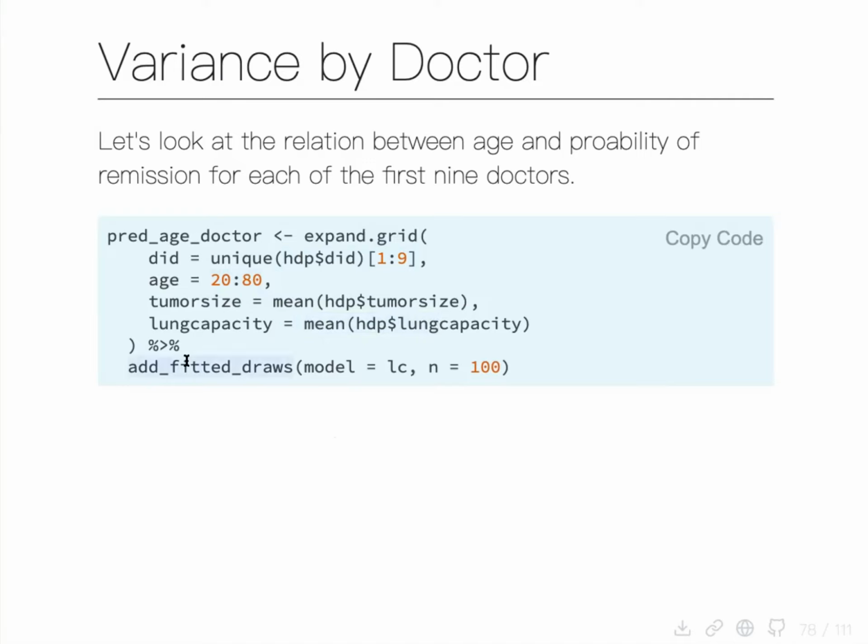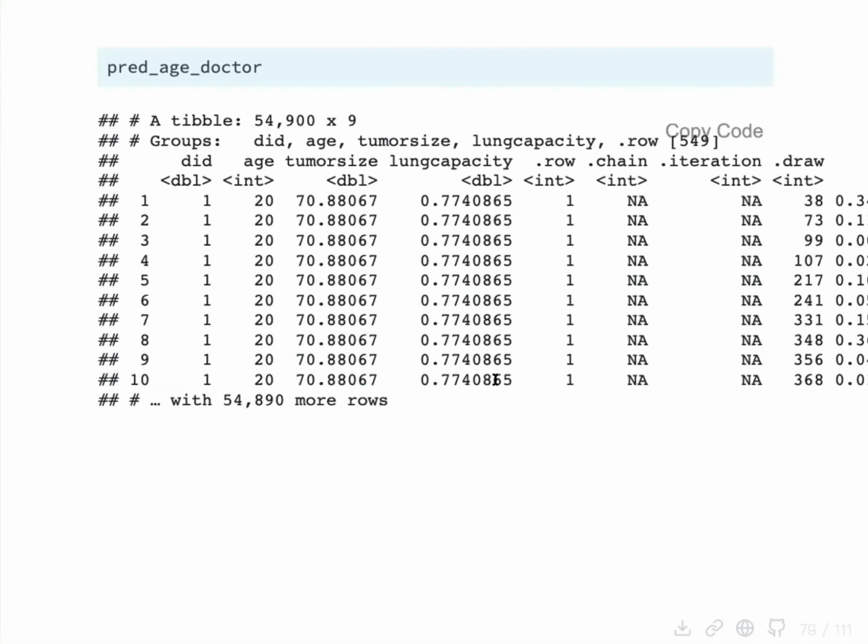Okay, then I'm going to say add fitted draws where the model is equal to LC and N is equal to 100. So give me 100 samples from the posterior distribution for each of these 9 doctors where the age goes from 20 to 80. Okay, so it looks like this.